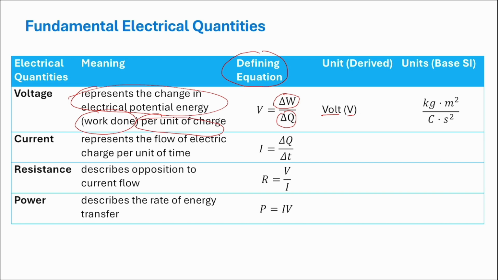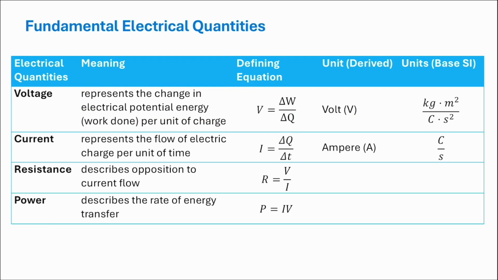Electric current represents the flow of electric charge per unit time. So the defining equation is I equal to delta Q over delta t, how much electric charge flows passing through a point in the circuit, and how long it takes. So it's the amount of electric charge per second. The unit of current is ampere, and the symbol is A. And if you reduce this back to its base SI unit, it is coulomb per second.